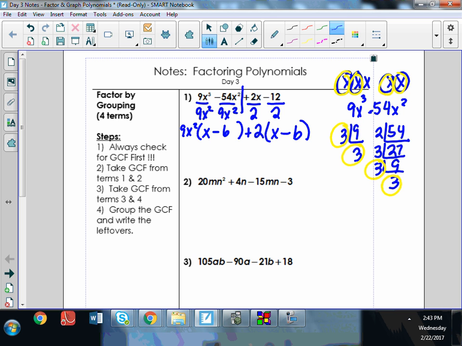Yeah, they have that x minus 6 in common. There are 2 terms that are multiplied by x minus 6. So what we do is we take these 2 terms that are multiplied through x minus 6, and we just put them together. All this says is take 9x squared, distribute it through x minus 6, and then take 2 and distribute it through x minus 6. So that's how we factor by grouping. Okay, this is factor by grouping.